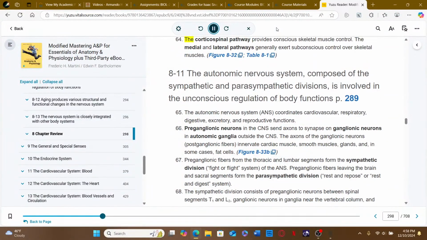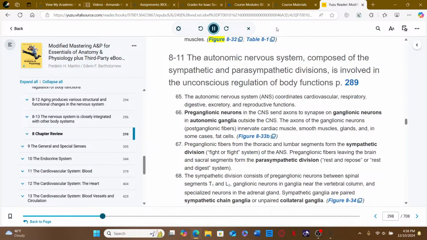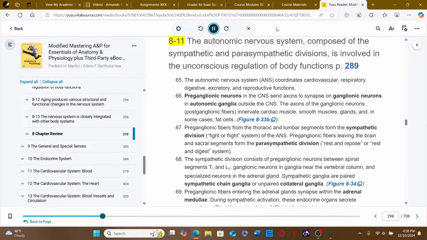Table 8-1. The corticospinal pathway provides conscious skeletal muscle control. The medial and lateral pathways generally exert subconscious control over skeletal muscles. Figure 8-32. Table 8-1. 8-11. The autonomic nervous system, composed of the sympathetic and parasympathetic divisions, is involved in the unconscious regulation of body functions.